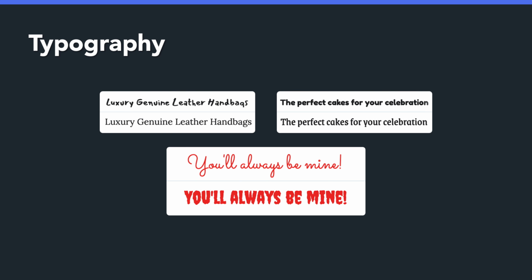The top one just looks much better and is more relating to that feeling that you want to portray about cakes for celebration. The bottom one sort of deals with almost like a medieval sort of cake celebration. And then right at the bottom in red, you'll always be mine. You tell me, what do you think of that?